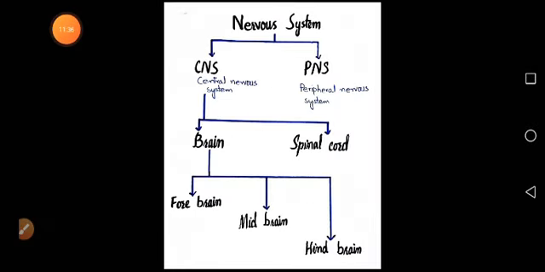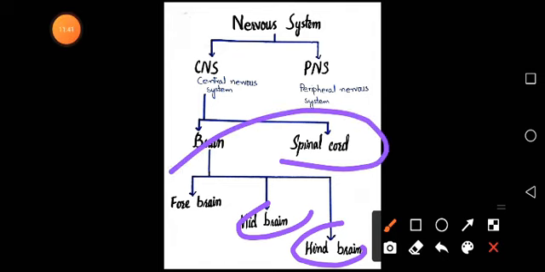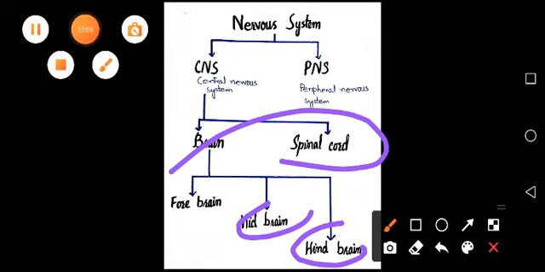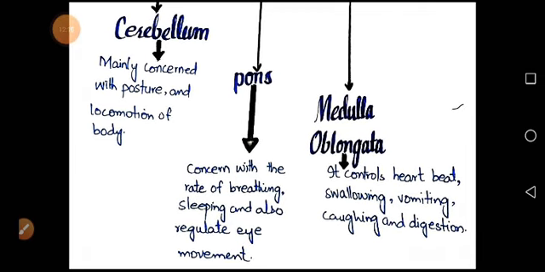In today's lecture we have discussed the midbrain, hindbrain and spinal cord. So midbrain is the central part of the brain which is present between the forebrain and hindbrain, and it controls information between forebrain and hindbrain, and it is also associated with vision, hearing, sleeping and body temperature. And then we have discussed the hindbrain. So hindbrain consists of three parts, that is cerebellum, pons and medulla oblongata.